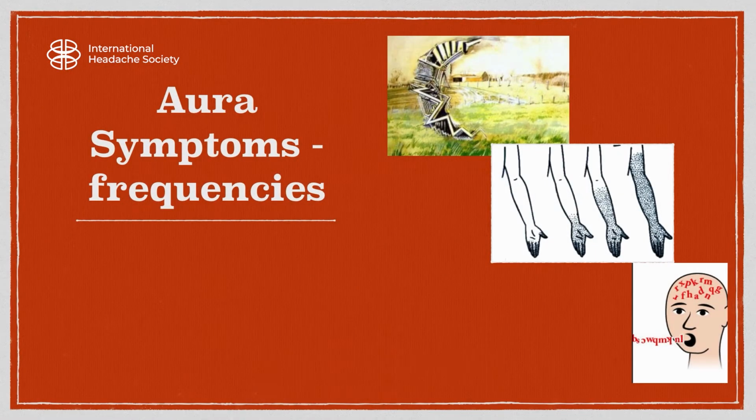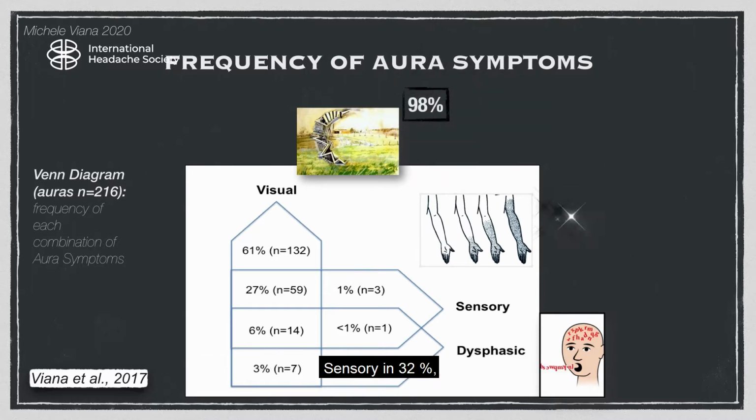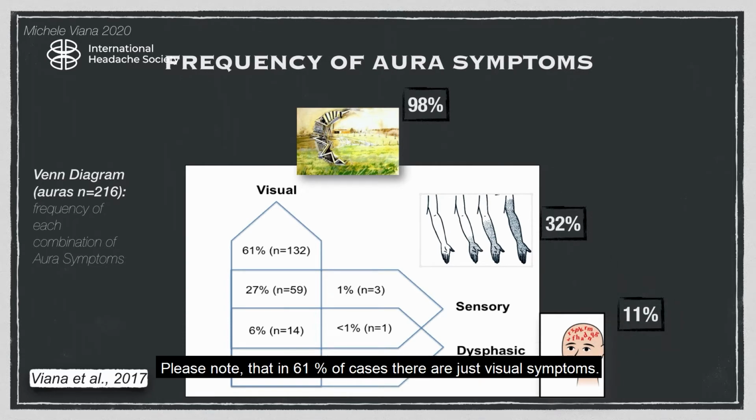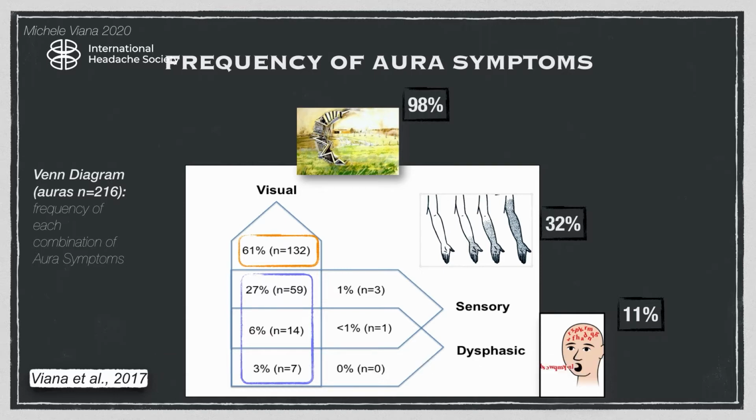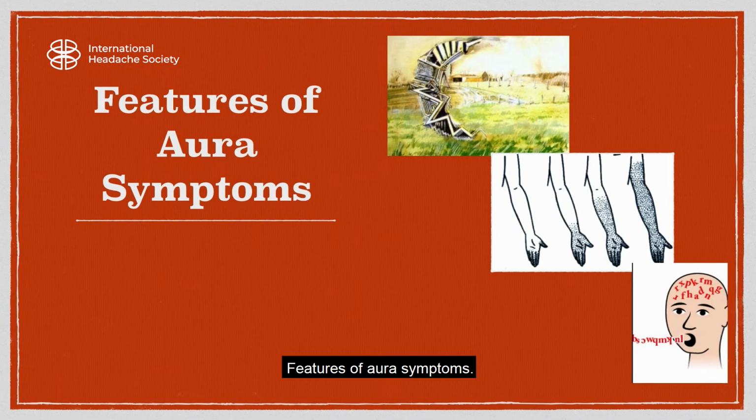Frequency of aura symptoms. In this diagram, I reported the frequency of occurrence of all the combinations of the 3 symptoms. Such data came from a recent prospective diary-aided study. Overall, visual symptoms are present in 98% of auras, sensory in 32%, and dysphasic in 11% of auras. Please note that in 61% of cases, there are just visual symptoms. In 36% of cases, visual symptoms plus sensory and/or dysphasic. In about 2% of cases, auras include just sensory and/or dysphasic but not visual, so pay attention to auras without visual symptoms.